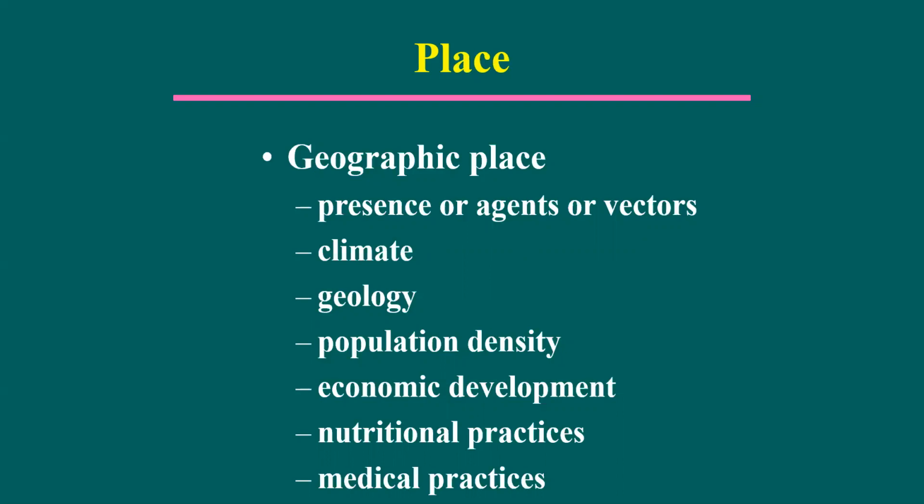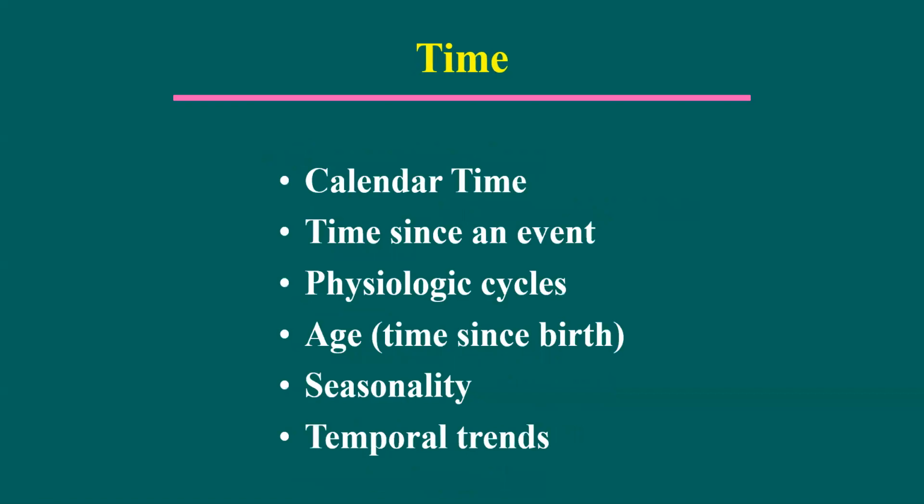Then population density: there are diseases which tend to occur more in overcrowded populations. Then economic development, nutritional practices, and medical practices. These tend to vary depending on the place. So by place, we are also referring to all these issues which are critical in our descriptive epidemiology.